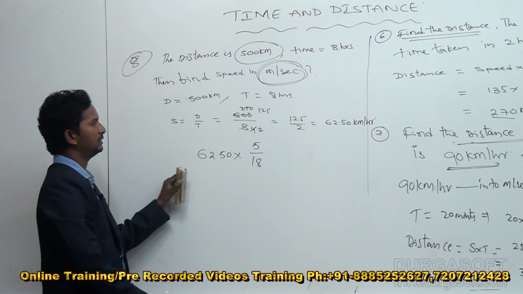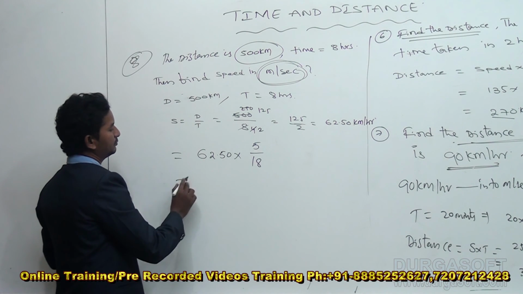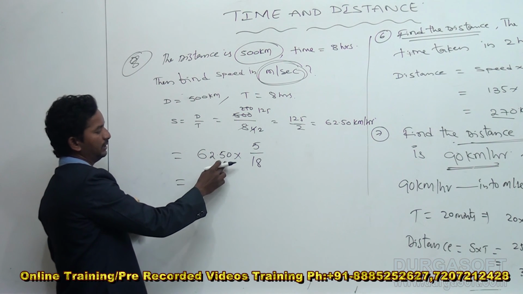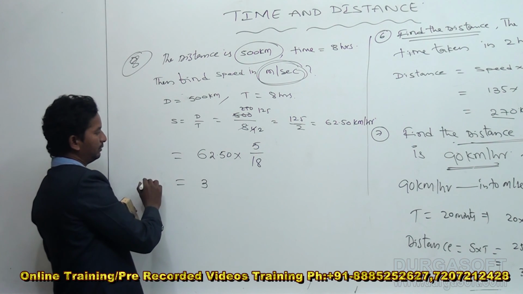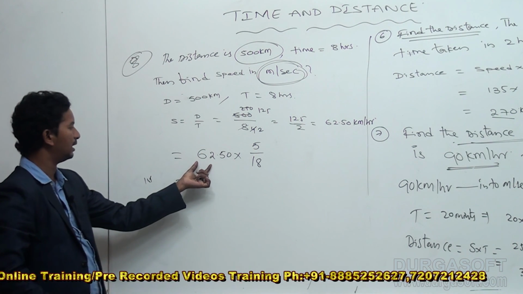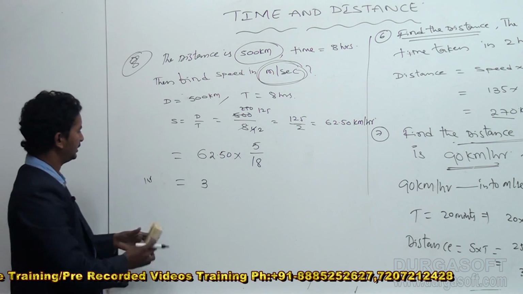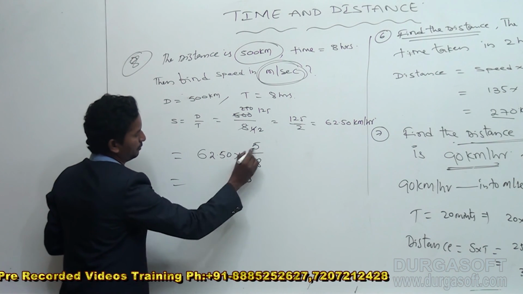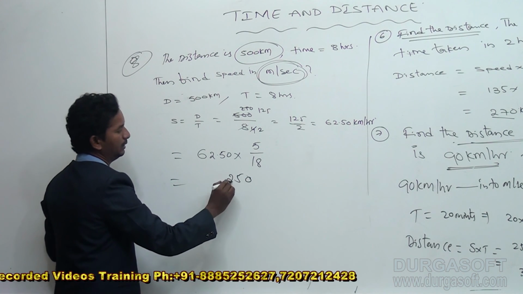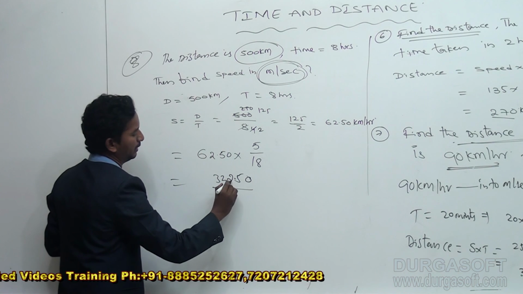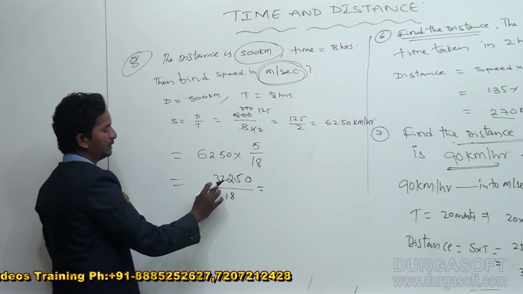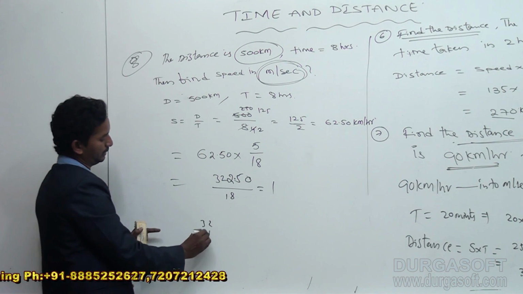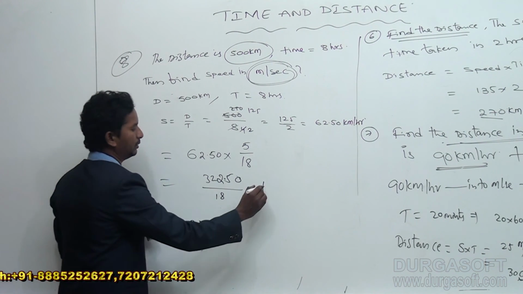Multiplying this, 62.5 into 5 is 312.5, divided by 18. 18 ones are 18, remainder 13. Then 18 sevens are 126. So this is approximately 17.